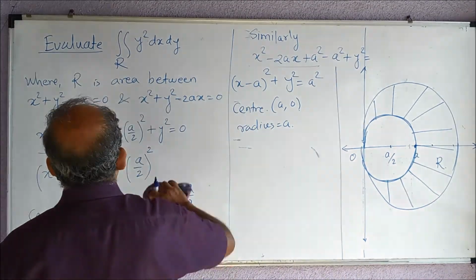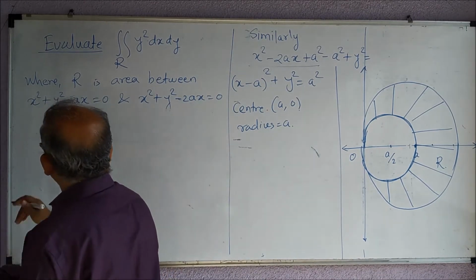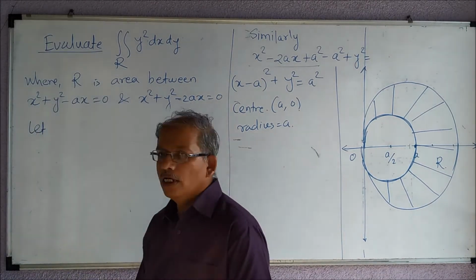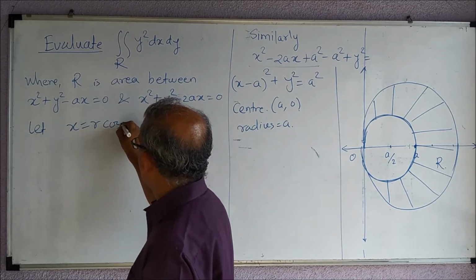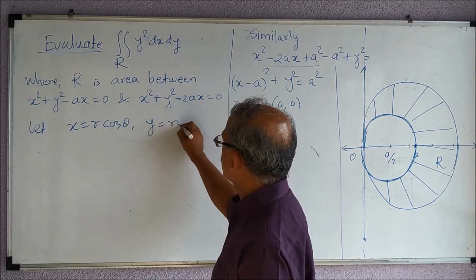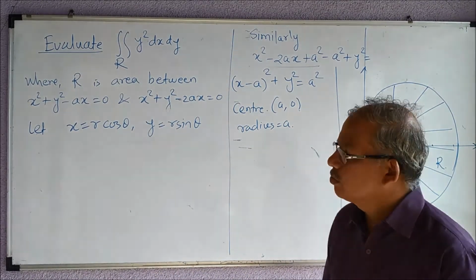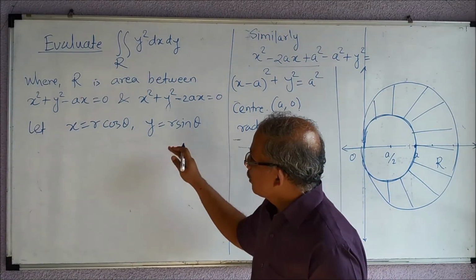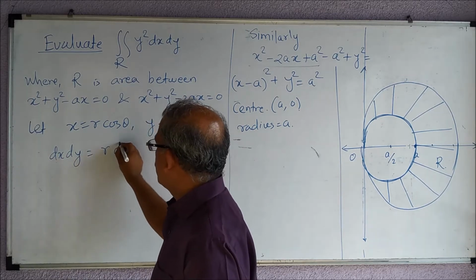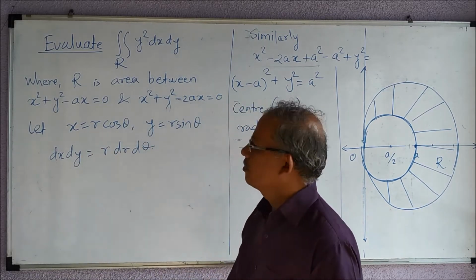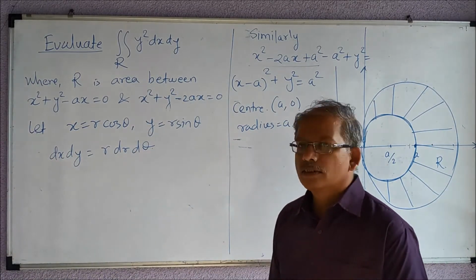So let x be equal to r cos theta, y equal to r sin theta. This is a very standard substitution to convert the Cartesian form to polar form. And then I told you that dx dy will be r dr d theta. Fine. Now what happened to the equations of these two circles?